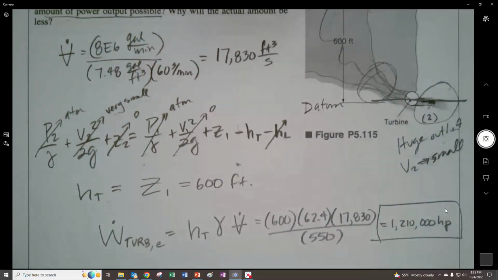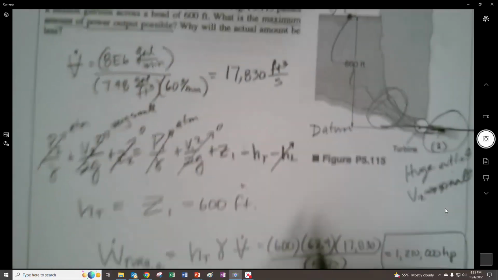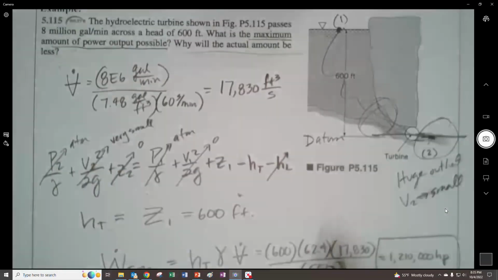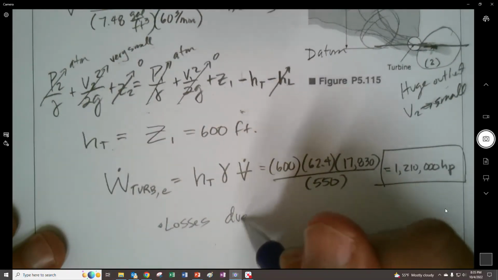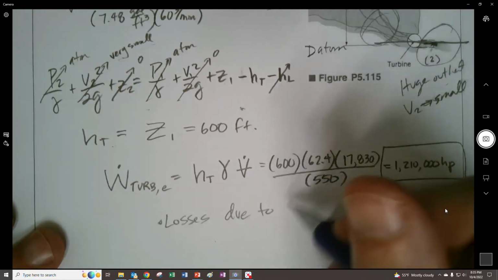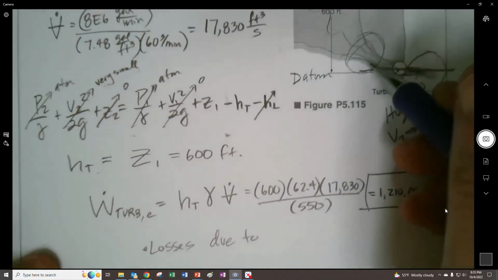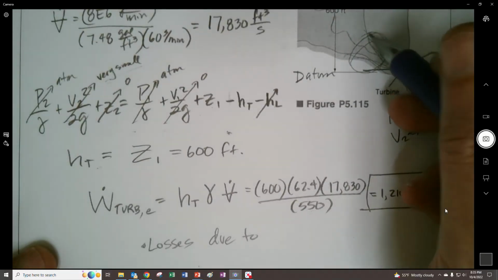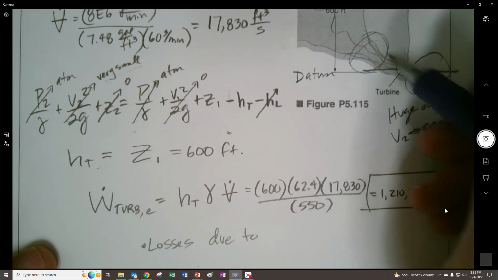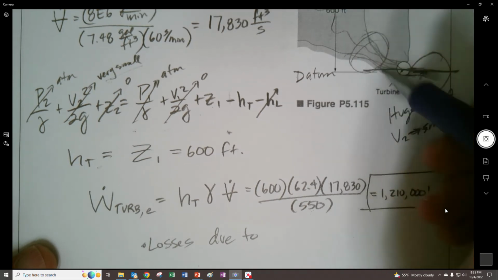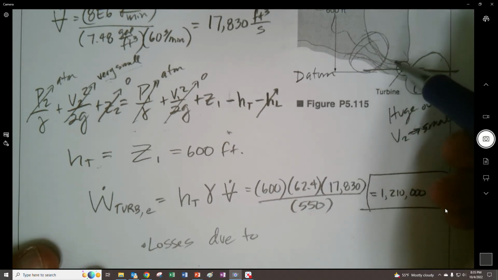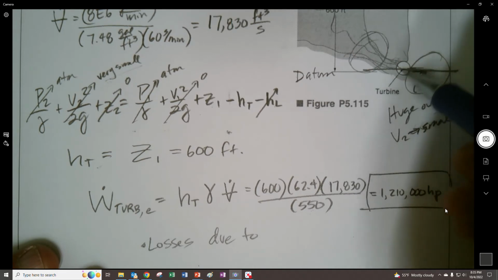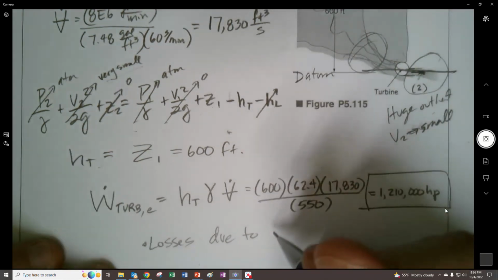That's a lot of horsepower, but why will the actual amount be less? Because of losses due to, you can say, turbulence. We don't know yet. We haven't covered yet that we have friction taking place right here. They actually think of it as fluid friction. So there are viscous losses taking place in there, and there's going to be turbulence as it gets back into this thing, and those increase losses due to viscous.